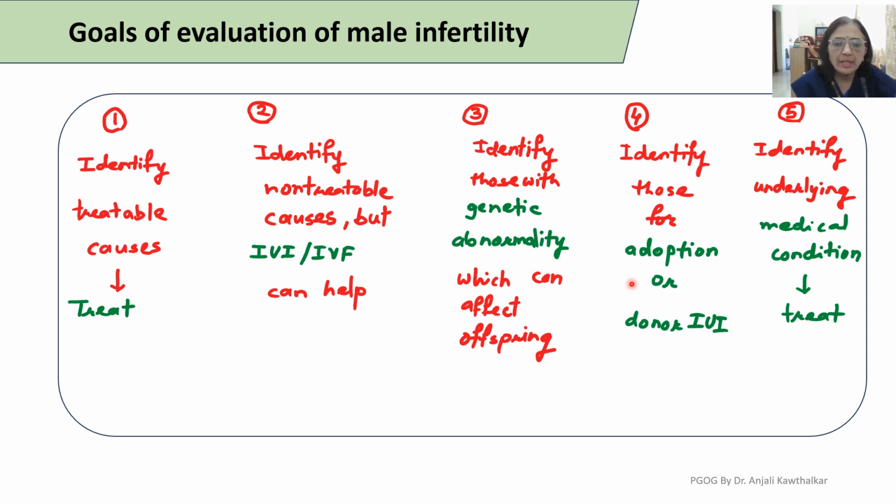So these are the 5 goals, and if at the end of our evaluation and management we can identify, for a specific case, whether the patient has a treatable cause, or whether we have the option of IUI or IVF, or whether we have to go for adoption or donor IUI, whether there is any possibility of a genetic abnormality which can be transmitted to the next generation, and whether the male partner has any underlying medical condition associated with infertility which needs to be treated.